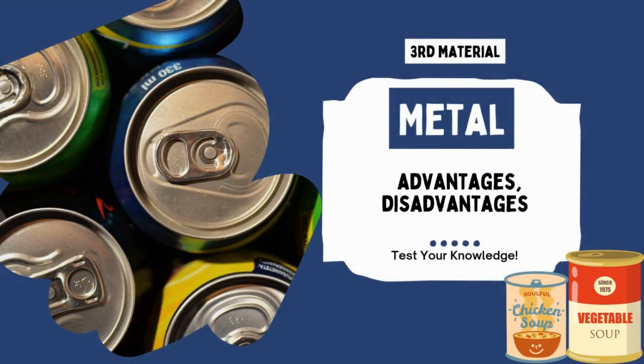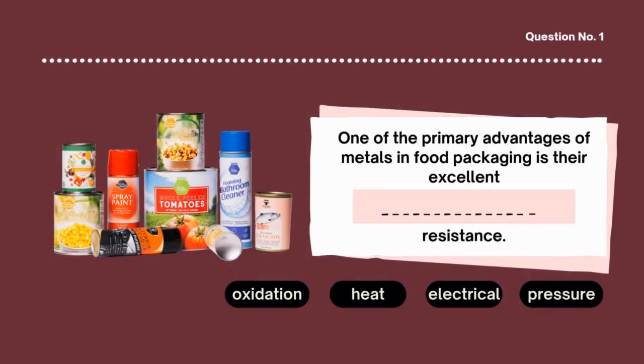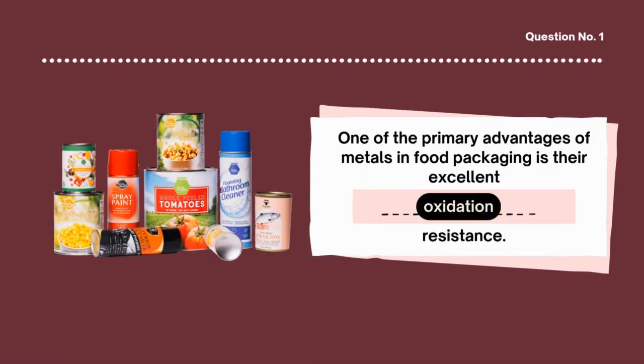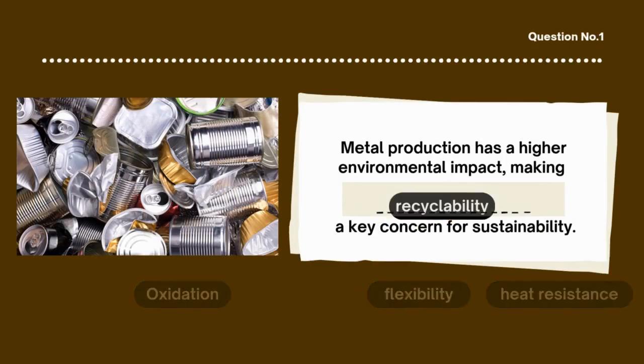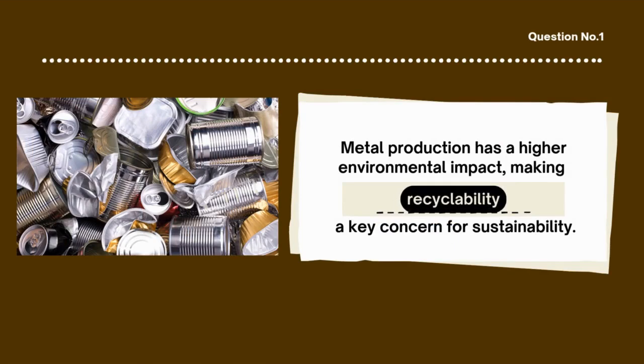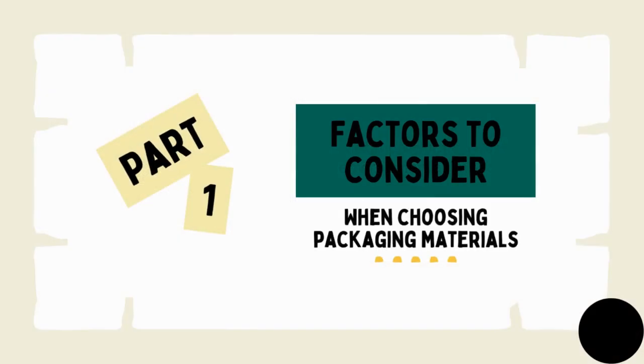The third material we'll be talking about is metal. Now, let's dive into the advantages of metal. What is one of the primary advantages of metal in food packaging? The answer is the excellent oxidation resistance that prevents food from spoiling when exposed to air. Lastly, for disadvantages of metal, what could be the answer for this question? Yes, although metal provides excellent protection against moisture and air, their production has a higher environmental impact, making recyclability a key concern for sustainability.